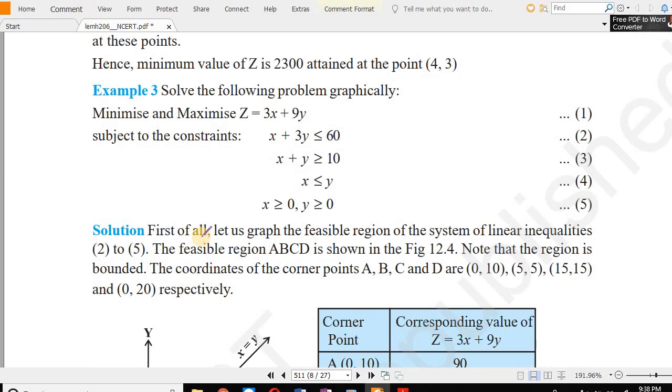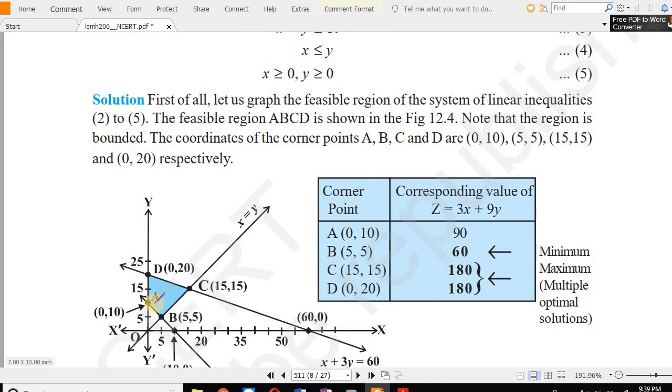Alright, now let's spend a little more time with this one. Here we have optimization function, z equals 3x plus 9y. And here we have 5 constraints. So we have to plot 3 constraints plus the positive quadrant. And those constraints are 1, 2, 3, like this.